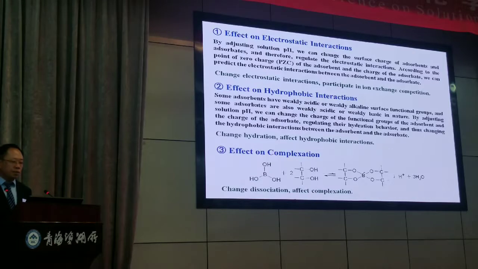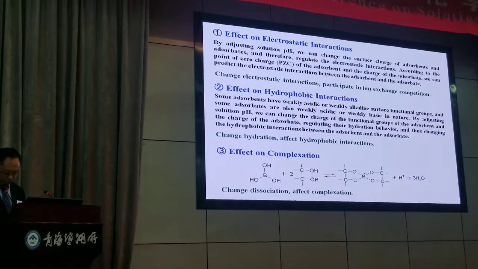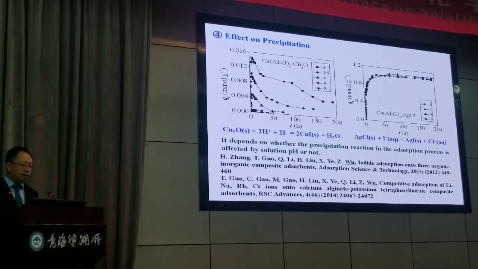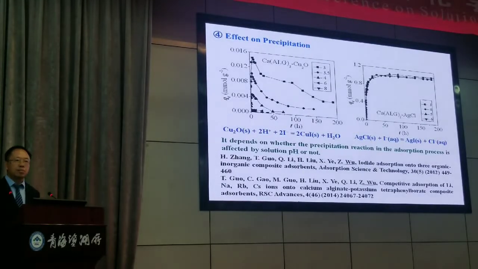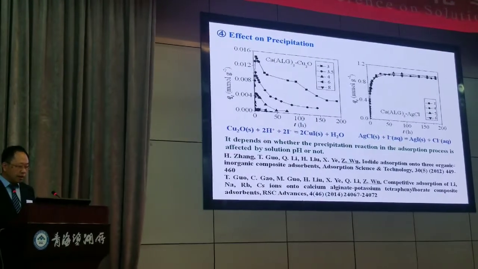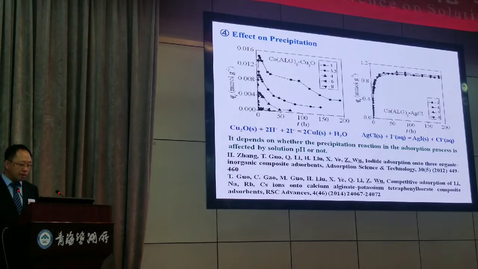Effect of pH on complexation. By adjusting solution pH, we can change the dissociation of the adsorbate. We can also change the dissociation of the adsorbent functional groups. Effect of solution pH on precipitation. It depends on whether the precipitation reaction in the adsorption process is affected by solution pH or not.